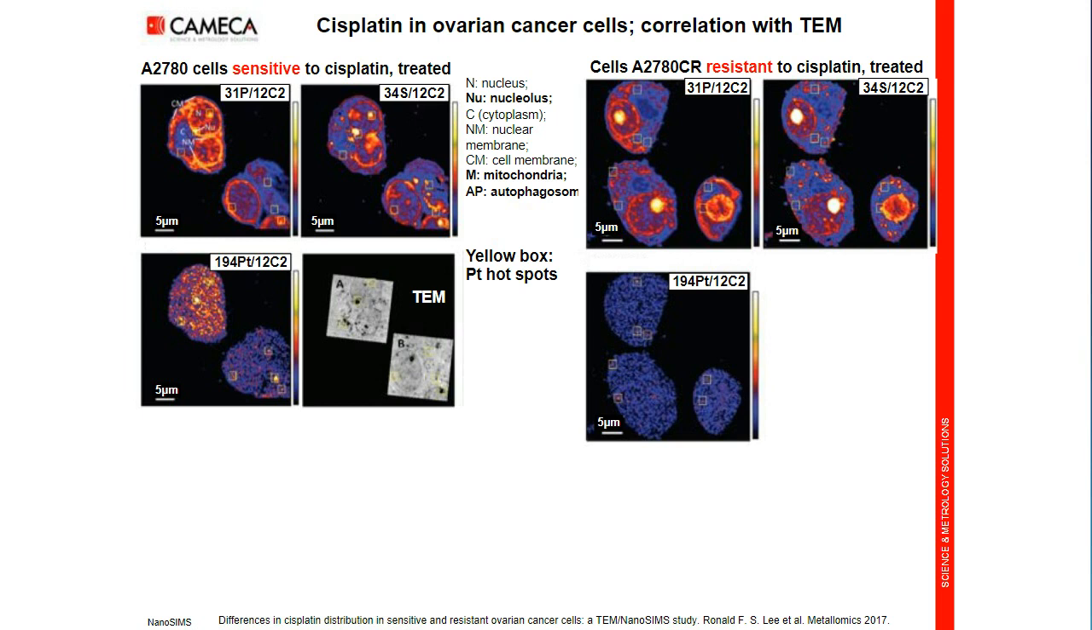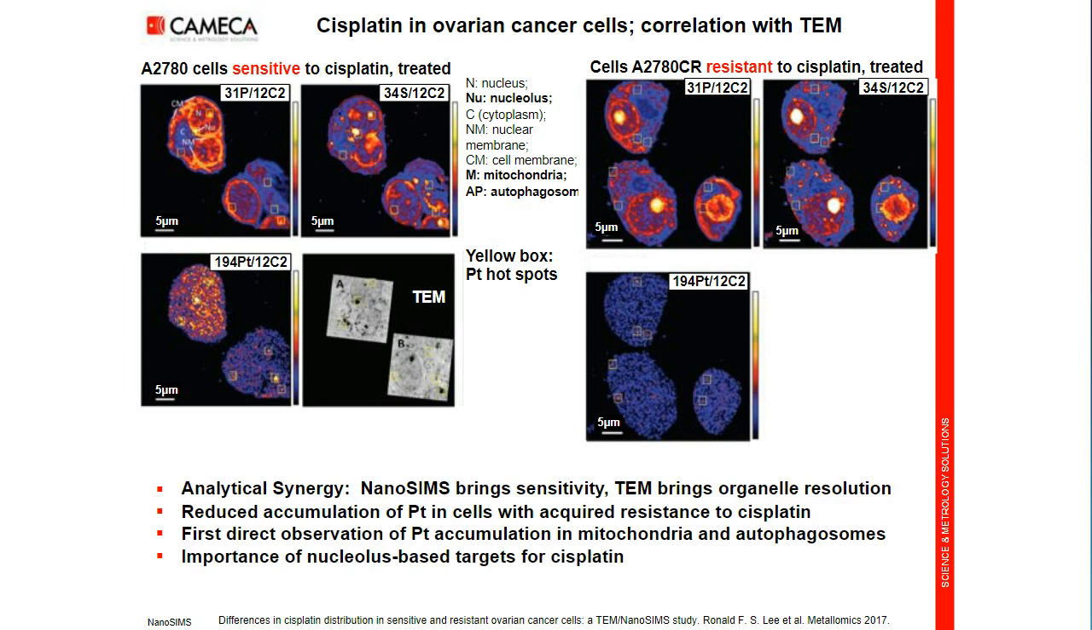So, in short, NanoSIMS brings sensitivity at 50, 100 nanometer, enough to localize and highlight differences of concentration, and TEM can identify precisely the organelles. We see here a reduced accumulation of platinum in cells with acquired resistance to cisplatin, and it was the first direct observation of platinum accumulation in mitochondria and autophagosomes. And it highlights the importance of non-nuclear based targets for cisplatin.